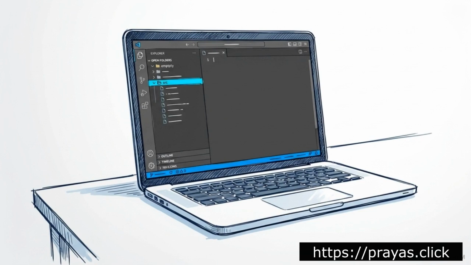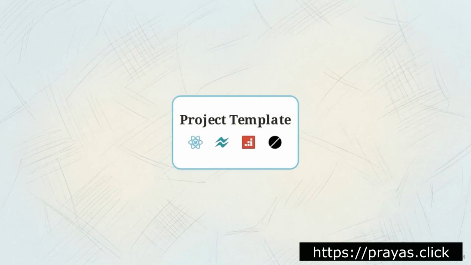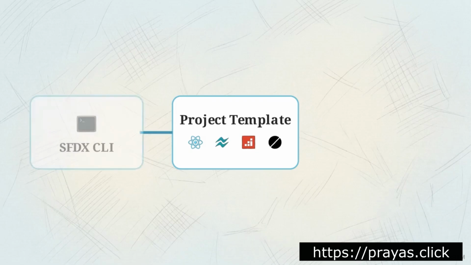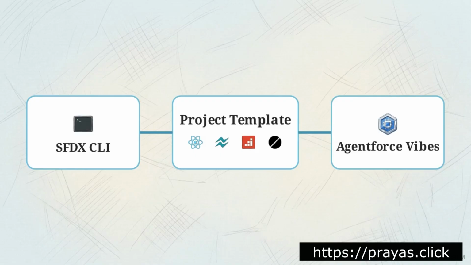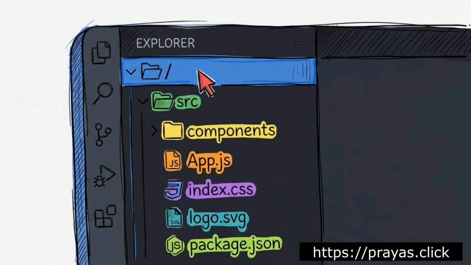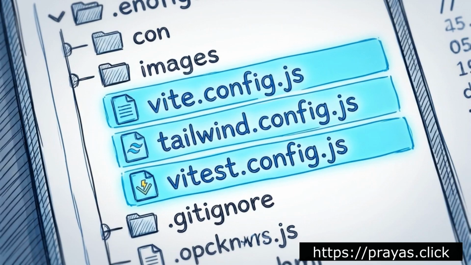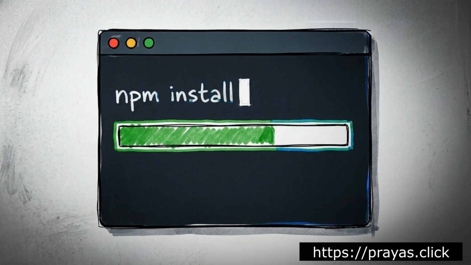You don't have to start from scratch. You can spin up a new project template using the SFDX CLI directly from your terminal, or through the new Agentforce Vibes welcome screen. Once that generates, open your code editor and look at the file tree. You should see a standard pre-configured file structure, complete with your Vite, Tailwind, and Vitest configuration files ready to go. Next, navigate your terminal down into the newly created UI bundle directory. Run npm install to pull in all your required dependencies.